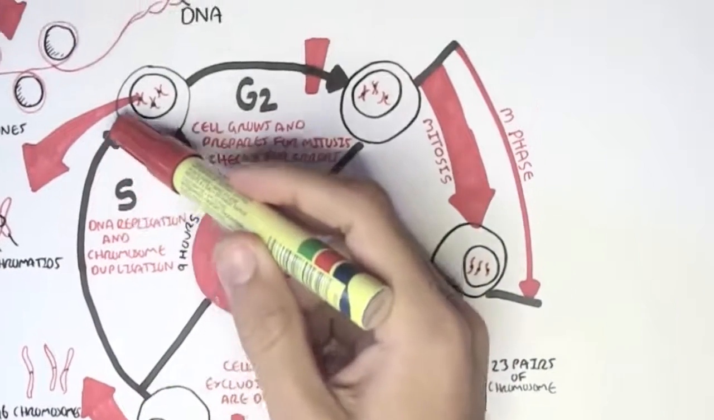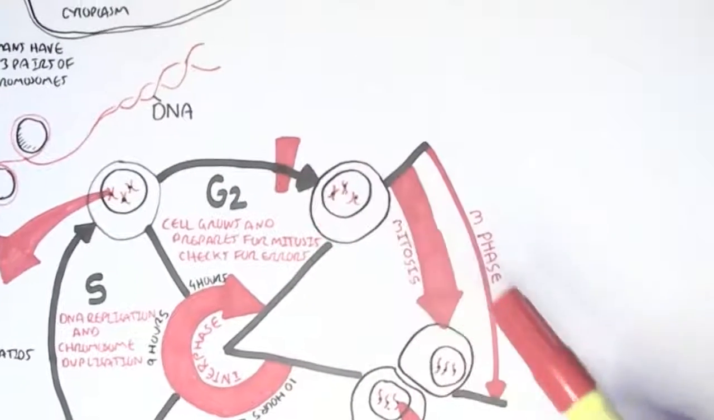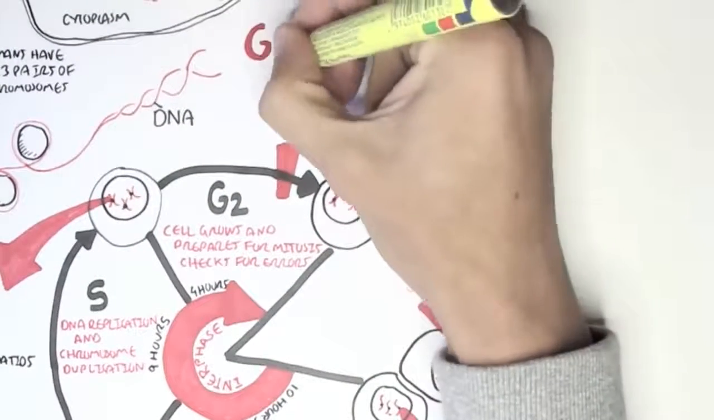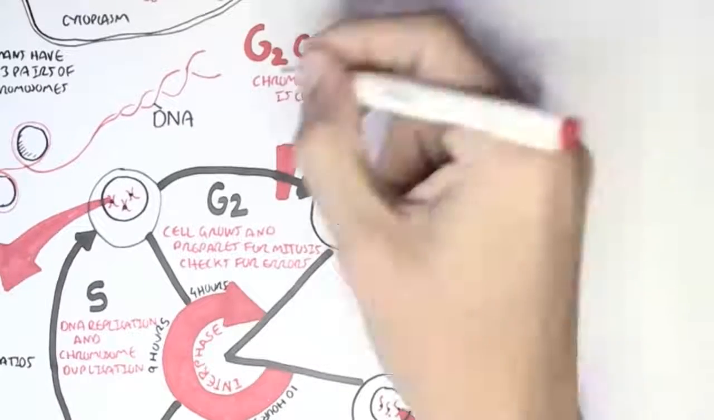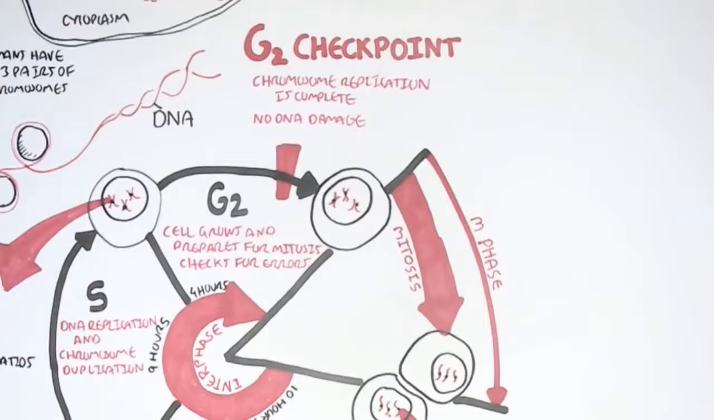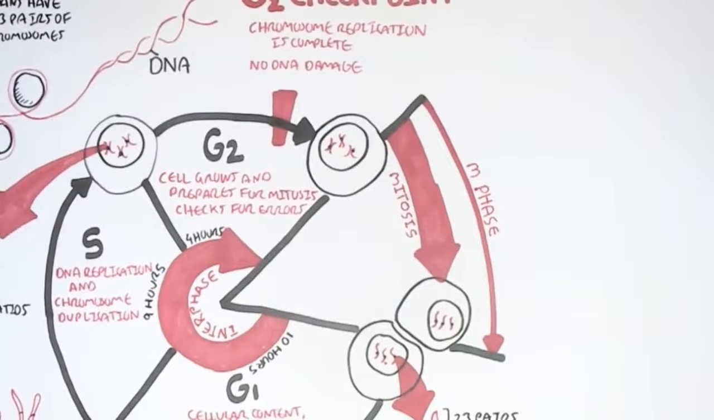Once all this is okay, the cell can enter the synthesis phase, where it will have DNA replication, etc. And then the cell will enter the G2 phase. But before finishing the G2 phase, there's another checkpoint called the G2 checkpoint, where the cell will check if chromosome replication is complete and that there is no DNA damage. And once that's okay, the cell will enter the M phase. It will enter mitosis, where the cell with 46 chromosomes and 92 chromatids will divide to produce 2 daughter cells, 2 identical cells with 46 chromosomes and 46 chromatids each.